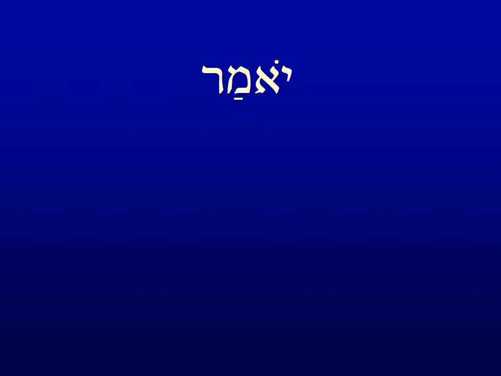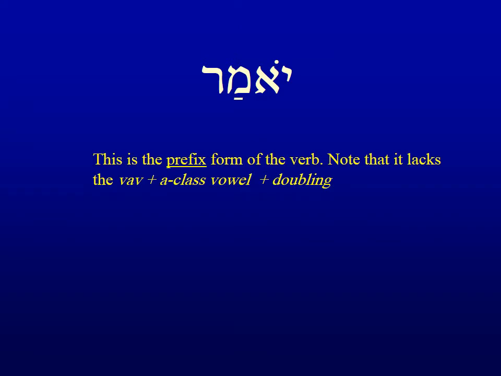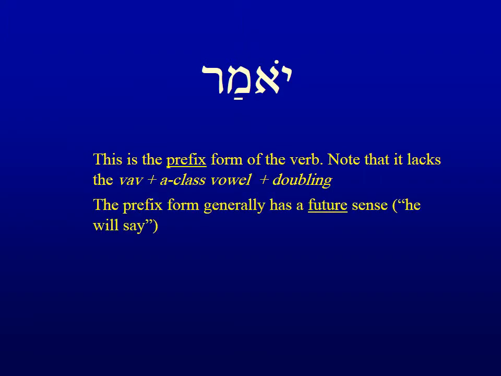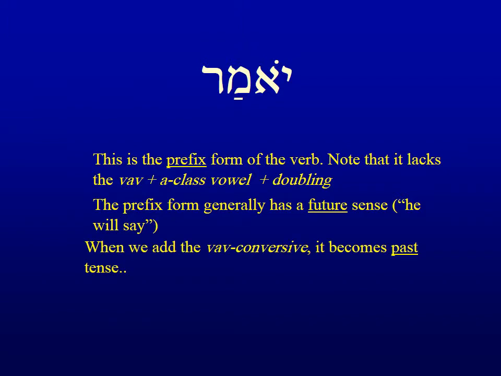Let's pause for just a second to look at the prefix form of the verb by itself without the vav conversive. This is the prefix form. We see the aleph mem resh root, and you see the yod prefix. The prefix form lacks the vav, the patach, and the double. Prefix form generally has a future sense. He will say. The vav conversive converts the future sense to a past sense.